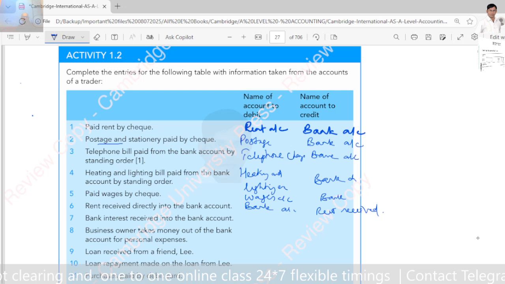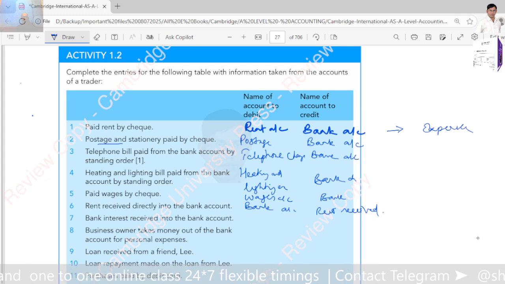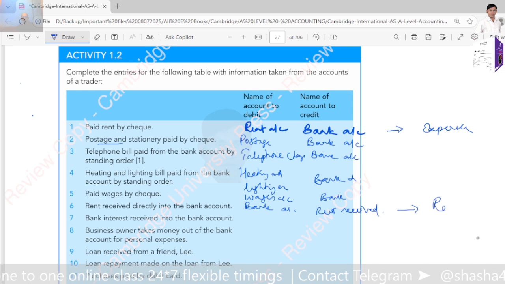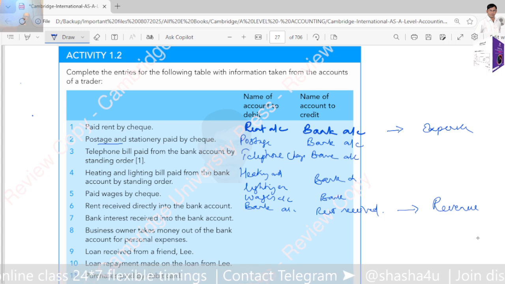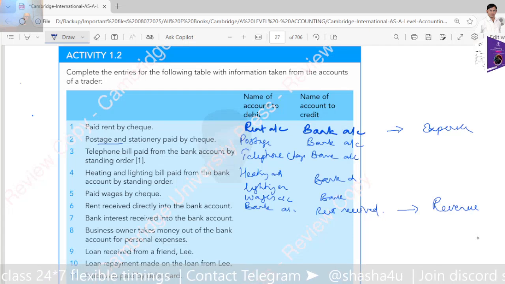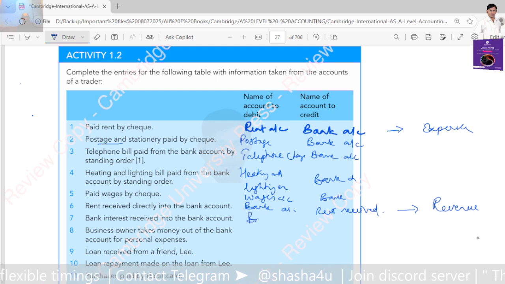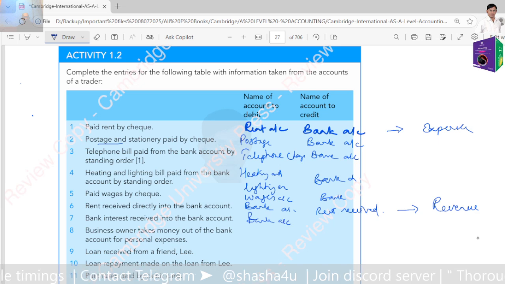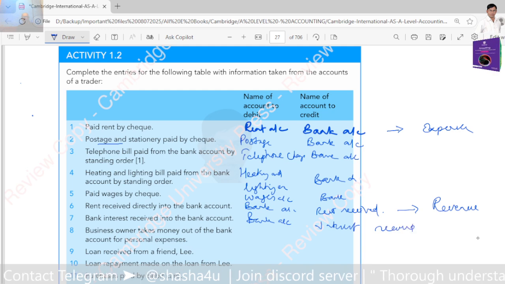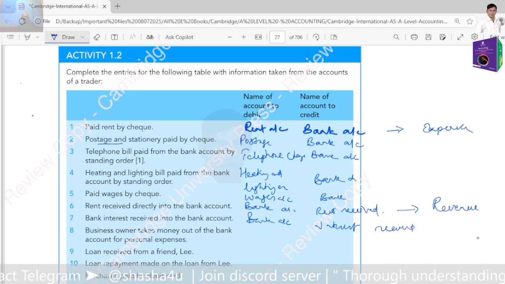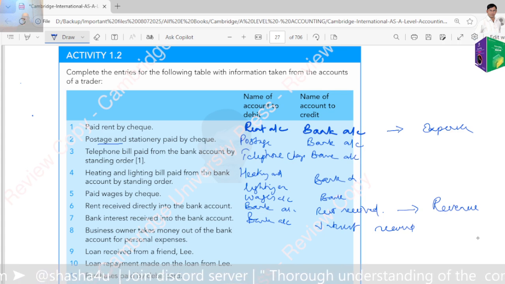Rent paid is an expense, whereas this is a revenue. Always we have to specify because we cannot mess up. That is the disclosure concept, which says that we have to disclose everything in detail. Bank interest received into the bank account. We are receiving money in the bank, and we are receiving interest. So we can write interest received. Interest can be received and paid also, so we have to specify whether it is received or paid.